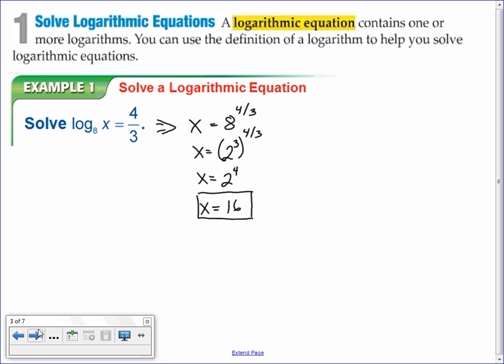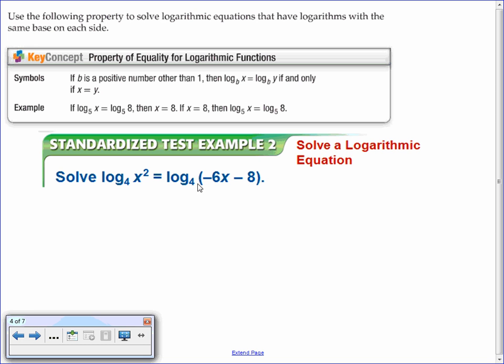Now we'll kick it up just a little bit here, and we'll look at this type of equation right here with logarithms on both sides. The main point is, if we've got log base 4 of something equals log base 4 of something else, since the bases are the same, then this and this are also equal. So, just use that little fact right there and set up your equation like this.